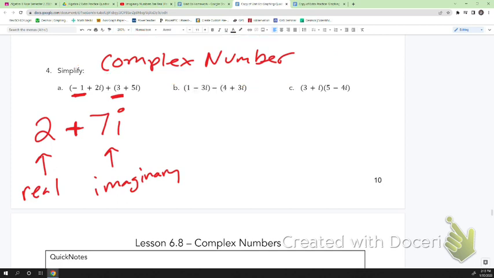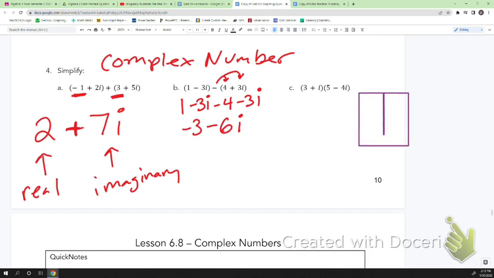Let's try B. All right. Combine the real parts, combine the imaginary parts. This should look familiar to the first problem. Instead of x, we've got i this time. We haven't multiplied yet. We're going to need a box.